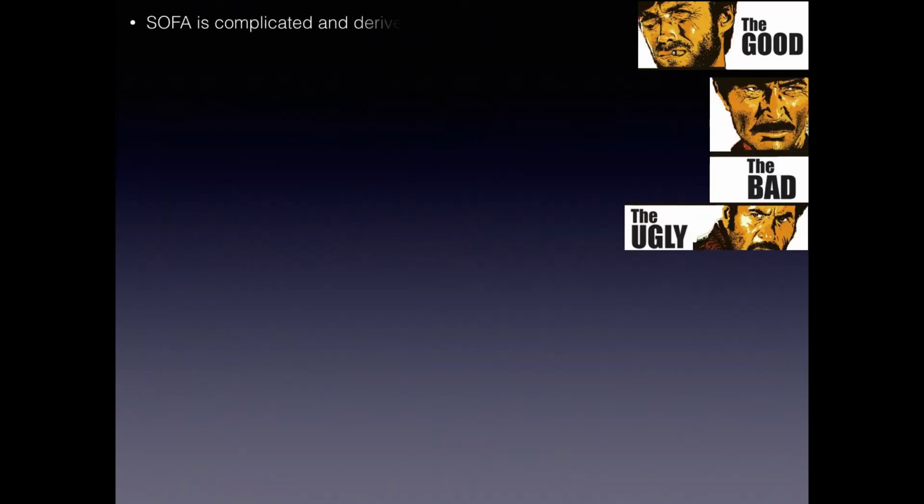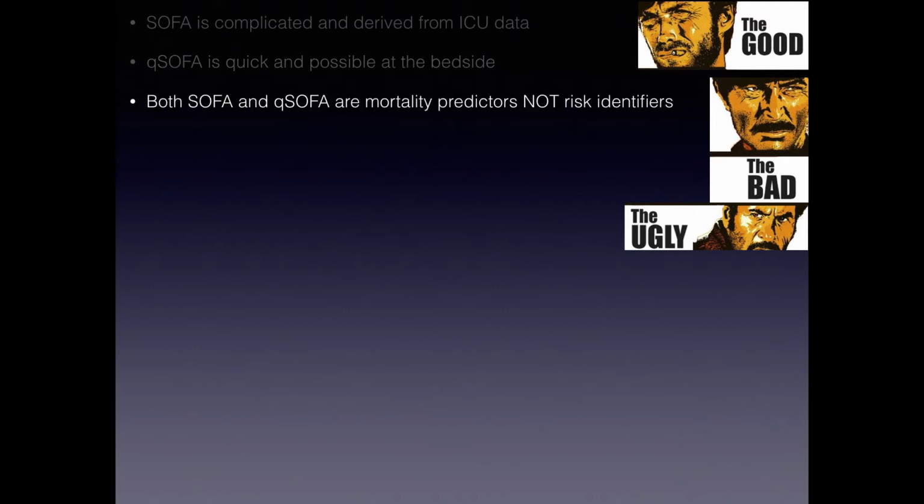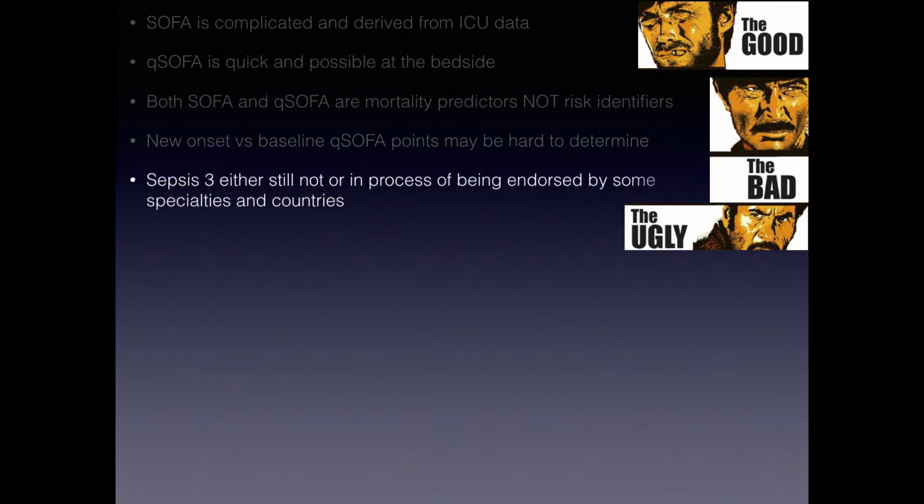So what's the good, the bad, and the ugly over all this? Okay, so SOFA is complicated. We talked about it, derived out of ICU data. Not too helpful for us in the ED. qSOFA, though, is quick, clinical, and you can do it at the bedside. But one issue is that both SOFA and qSOFA, they're mortality predictors, not necessarily risk identifiers of who's going to have, or who has sepsis. SIRS seemed to do a little bit better at that than these did. And then the new onset versus baseline for some of your qSOFA scores, kind of hard to determine. Probably the altered mental state out of that would be the hardest one to determine.